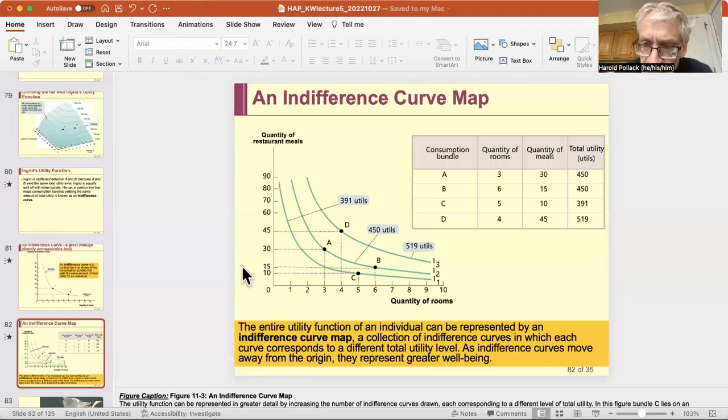So here we see 3 different utility curves, and I'm always trying to get to the highest utility curve I can get to, and they're all sort of bowed, but they bow in a way that's a little different.